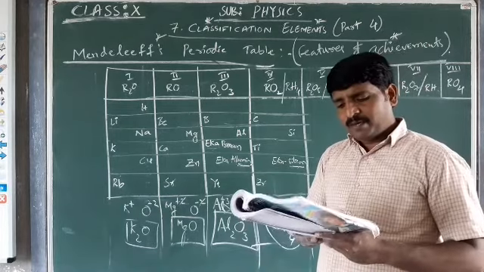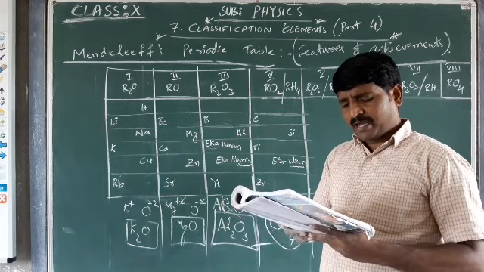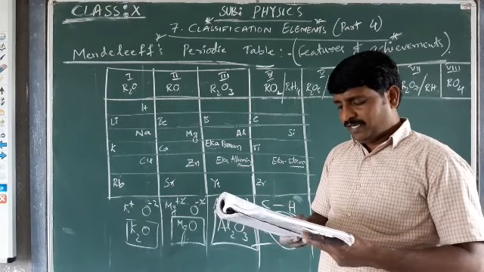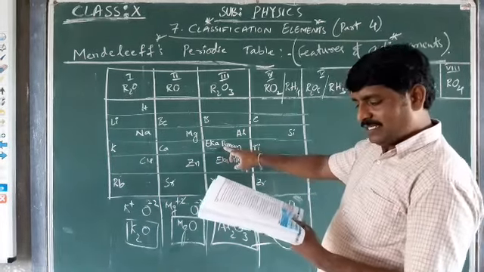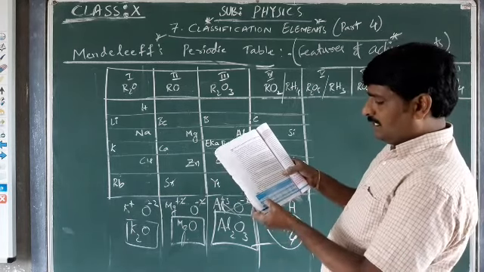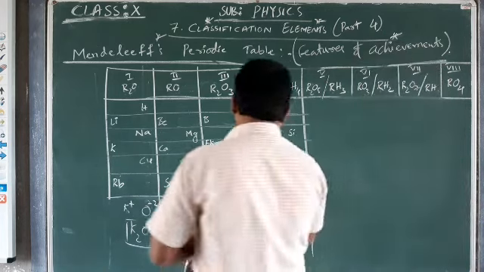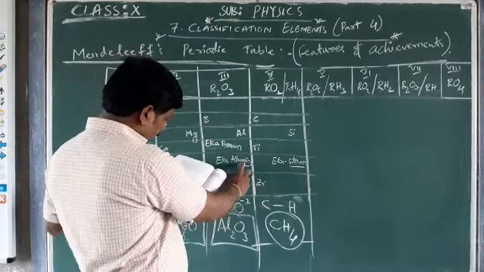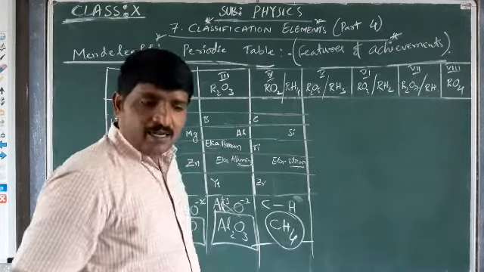The predicted properties of the elements Eka boron, Eka aluminium and Eka silicon were almost the same as those of scandium, gallium and germanium respectively, which were discovered later. At this place there was Eka aluminium. Mendeleev's predictions were Eka aluminium and Eka silicon. The atomic weight of the Eka aluminium was 68. It is gallium actually.